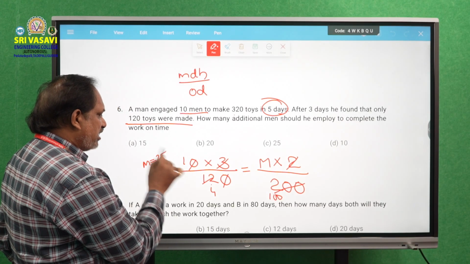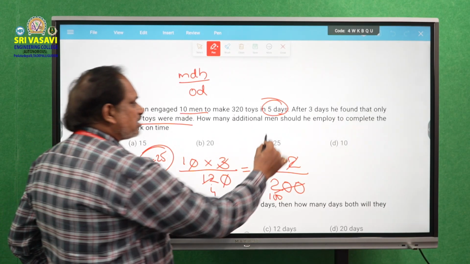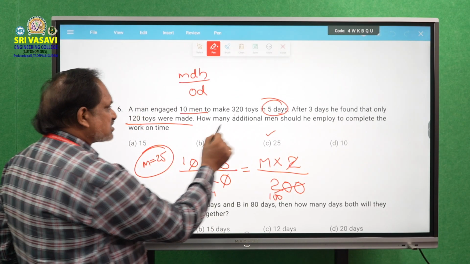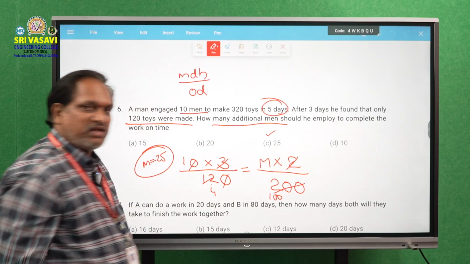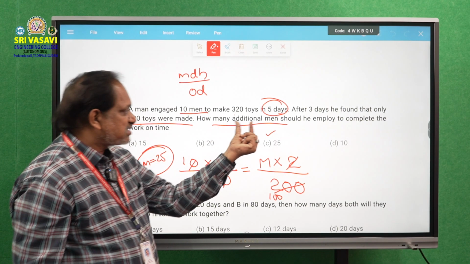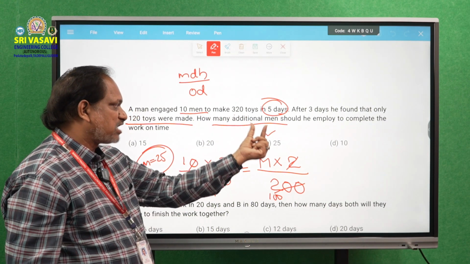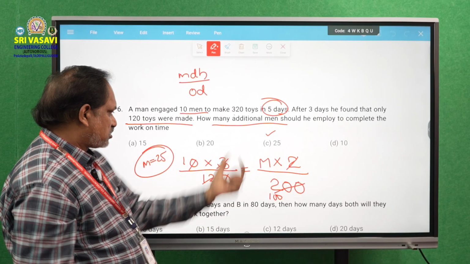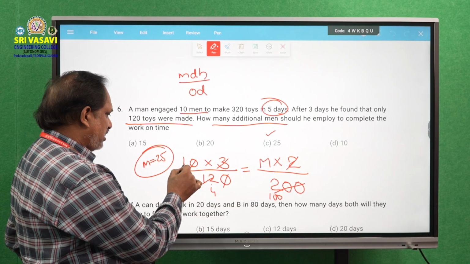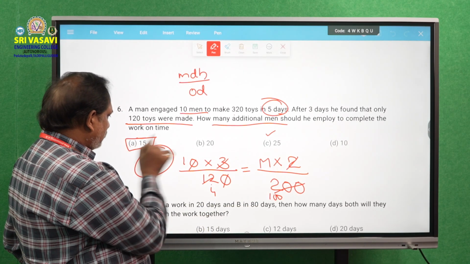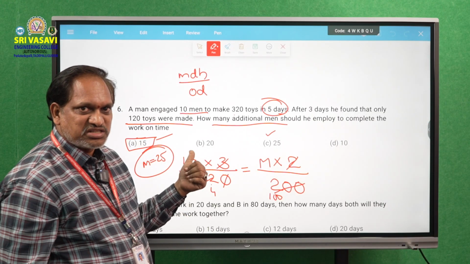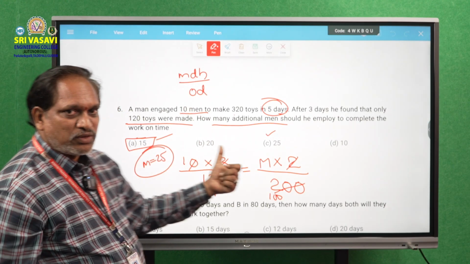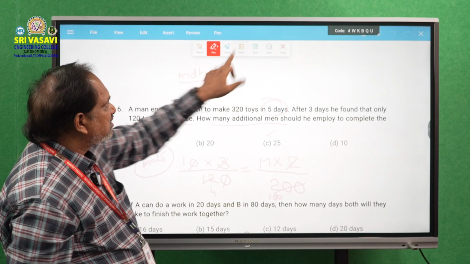So see here, M is 25, and the students immediately choose 25 as the mark, but that is the wrong answer. What is he asking? How many additional men should be required? Otherwise you are choosing 25 because we got 25 in this. So how many additional means already 10 men are here, remaining 15 required, that is the additional men. So this is the question related to MDH by OD. So 3 examples, I think these are enough.